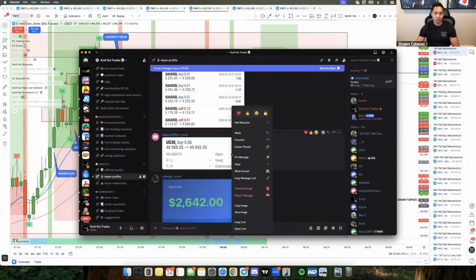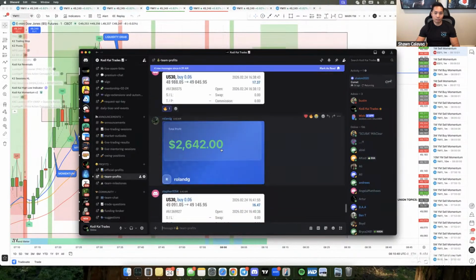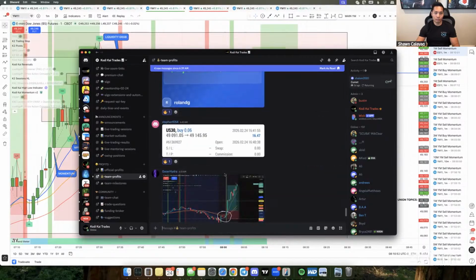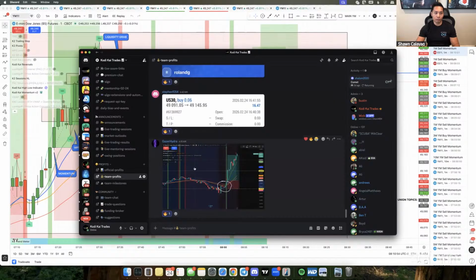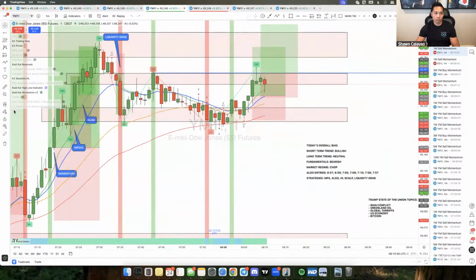Here's everyone's profits for the day. Nice work, Steven. Locked in about 17 right there. Roland over here locked in 2,642. Steven, some more profits. And the big move over here from Paul. Great work, guys. So, all right, guys, that's it for the day. If you guys have any questions, feel free to hit me up.